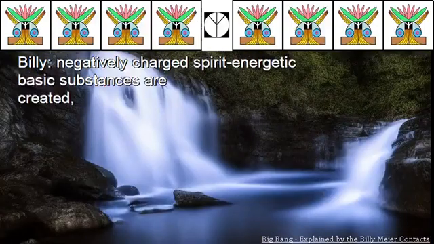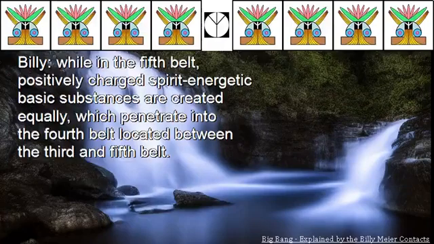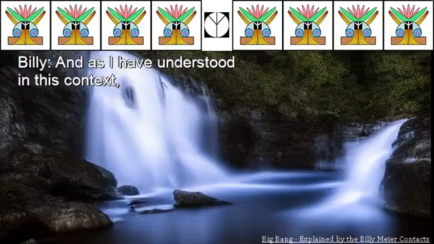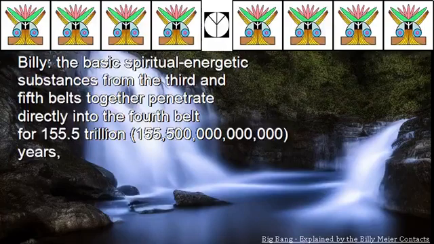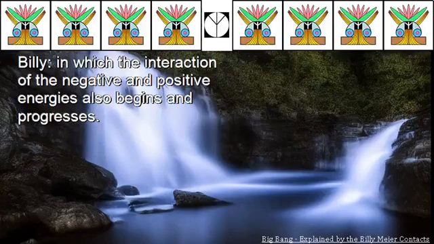In the third belt, negatively charged spirit energetic basic substances are created, while in the fifth belt, positively charged spirit energetic basic substances are created equally, which penetrate into the fourth belt located between the third and fifth belt. And as I have understood in this context, the basic spiritual energetic substances from the third and fifth belts together penetrate directly into the fourth belt for 155.5 trillion, 155,500,000,000,000 years, in which the interaction of the negative and positive energies also begins and progresses.